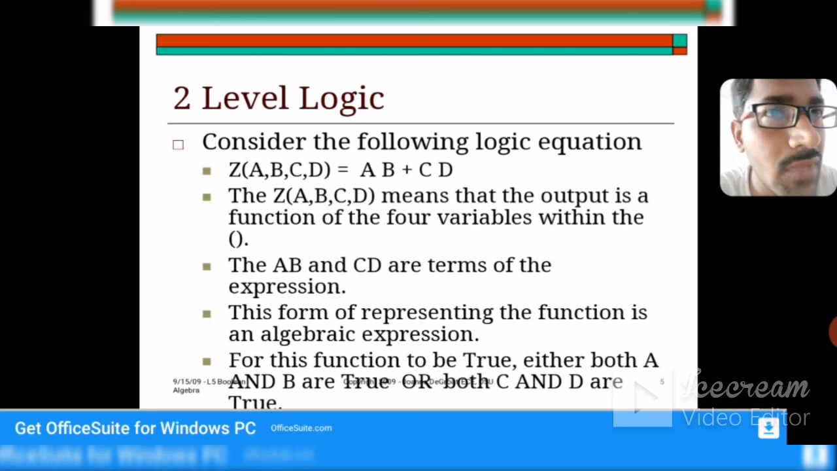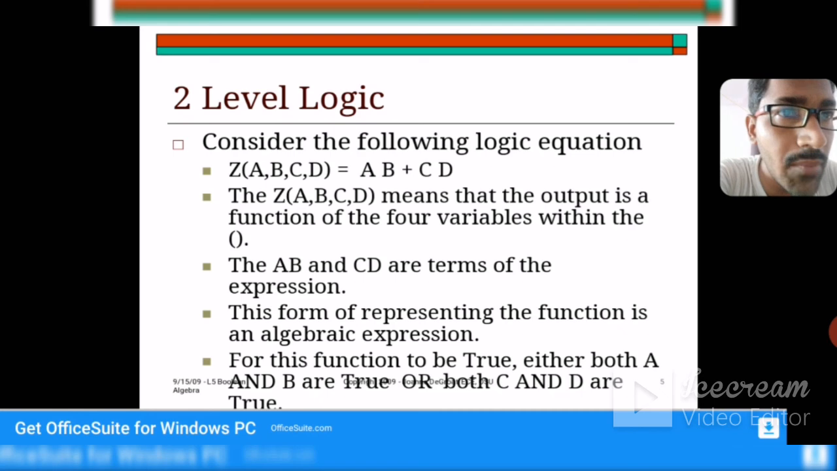Logic levels. Consider the following logic expression: Z of A, B, C, D is equal to AB plus CD, where the function Z of A, B, C, D represents the Boolean expression AB plus CD, and indicates that the expression is going to have four variables: A, B, C and D. So to represent a Boolean expression, we can use the statement Z of A, B, C, D is equal to AB plus CD.